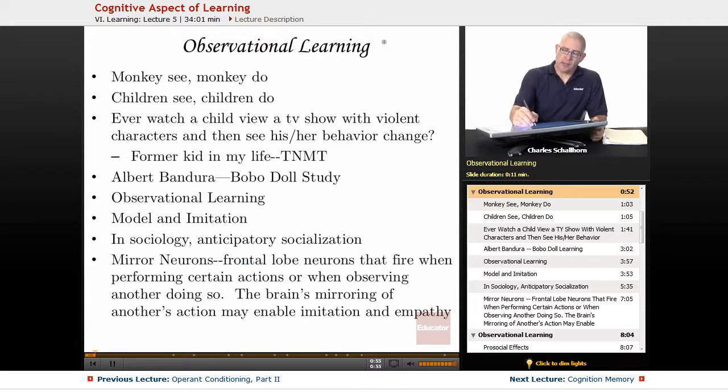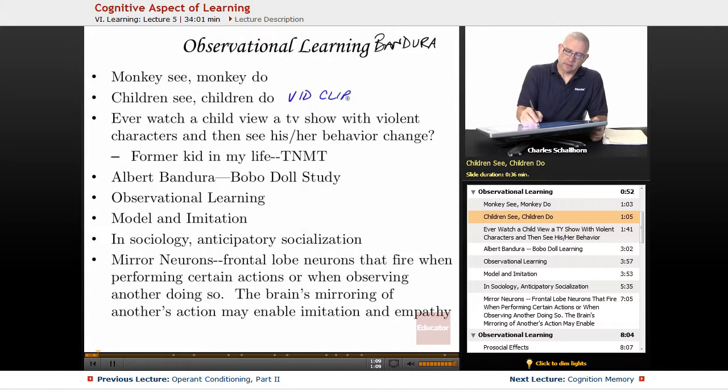Observational learning. When you think observational learning, think Bandura. Observational learning, monkey see, monkey do. Children see, children do. And that's a great little clip. It's a clip out of Australia, a public service announcement, and it shows how children imitate their parents, including not just inappropriate behaviors like drinking and smoking, but also littering and being inappropriately discriminatory toward people who are not originally from there or who speak a different language. It's really a fascinating video, and I will have it in the links down below.